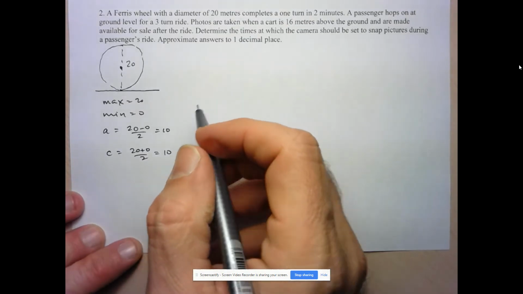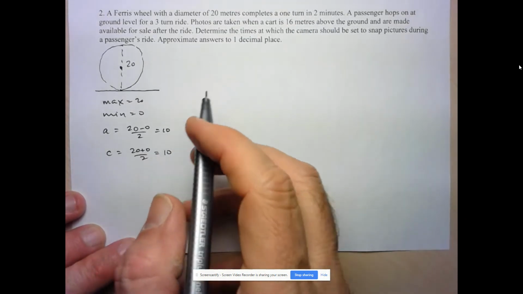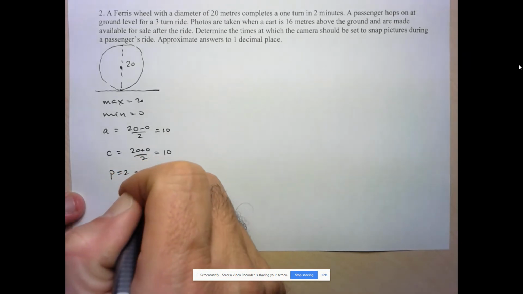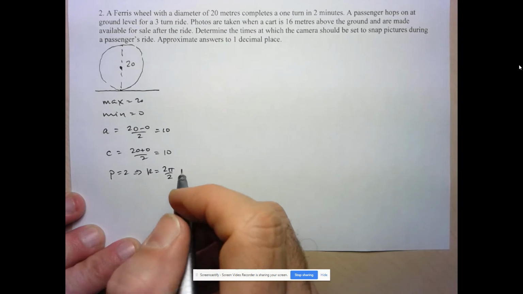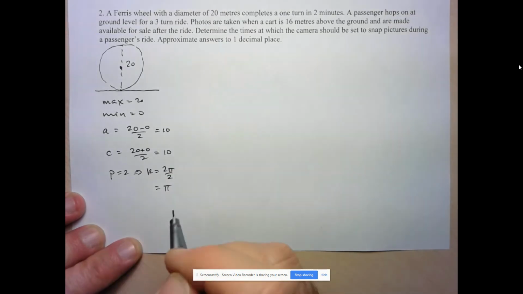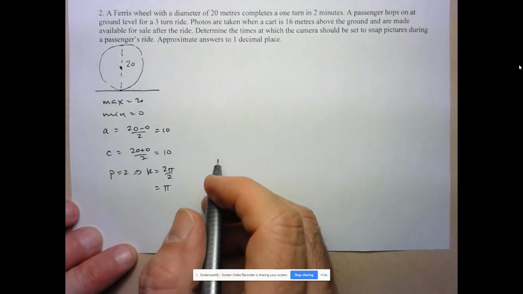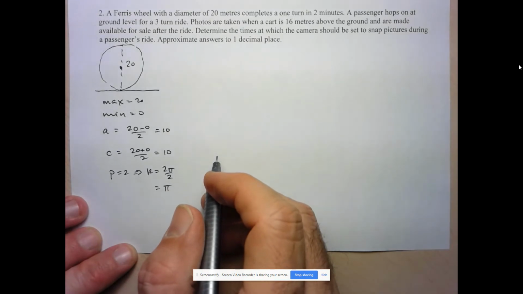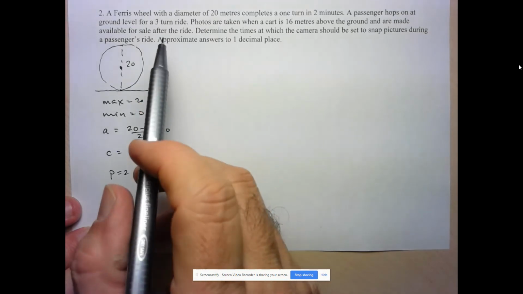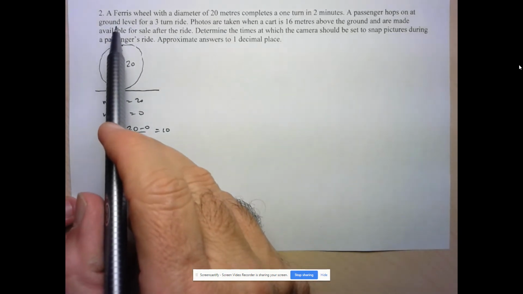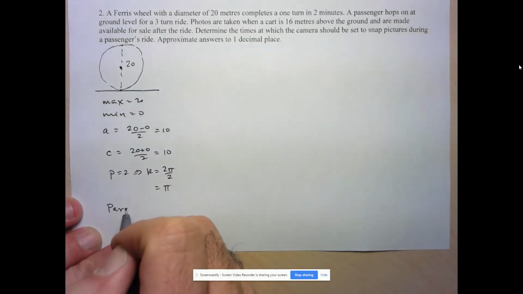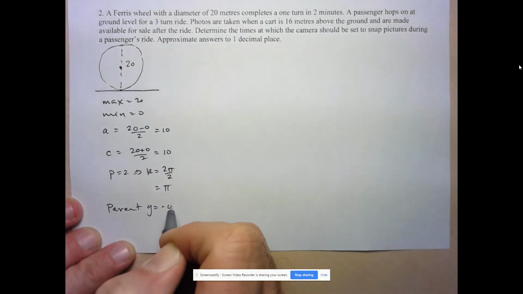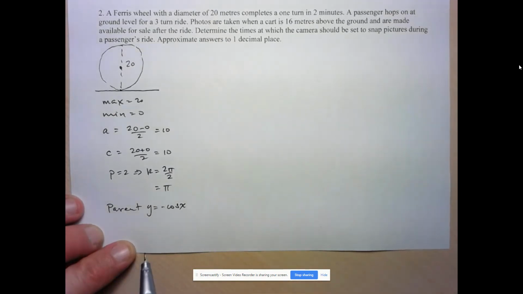All right, and they tell us that one turn takes 2 minutes. So that means our period is equal to 2, which means that our K value is 2 pi over 2, which is equal to pi. The last thing we want to look at is what our parent function should be and if we need a phase shift. It tells us that the passenger gets on at ground level, so that'll be the minimum value. So we'll use a parent of y equals negative cos x, and we won't need a phase shift.